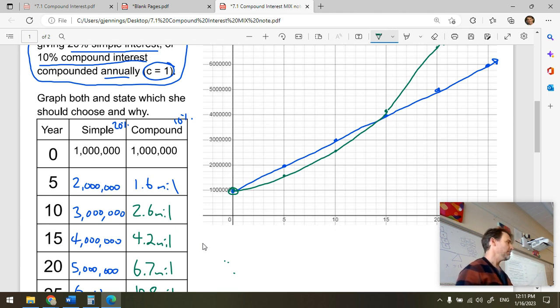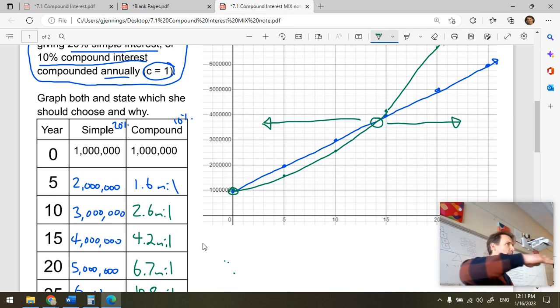Cool. Yeah. So just like when you find the point of intersection between two lines, that point of intersection is what we would call an inflection point, where it looks like they intersected at about 14 years, and you could guess and check and find the point of intersection even closer if you wanted. But for our purposes, that's plenty close. If she's less time than that, it really looks like the simple interest is better. If she's more time than that, it looks like compound interest is better.